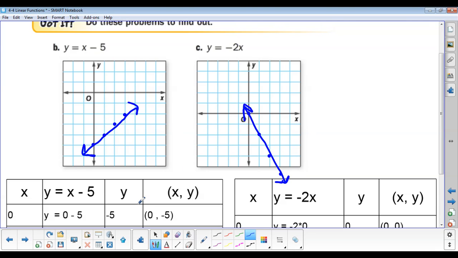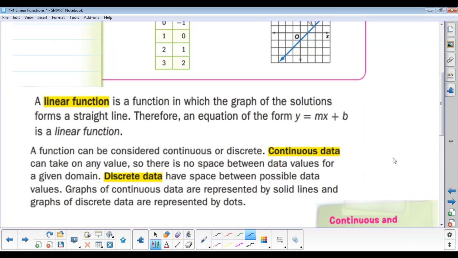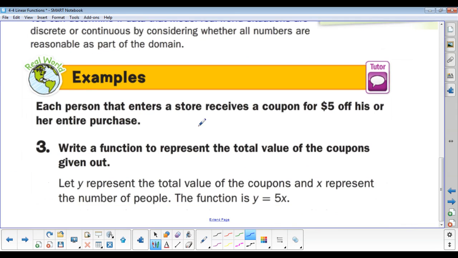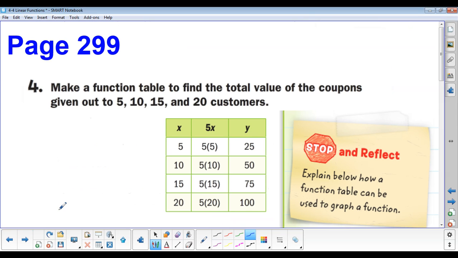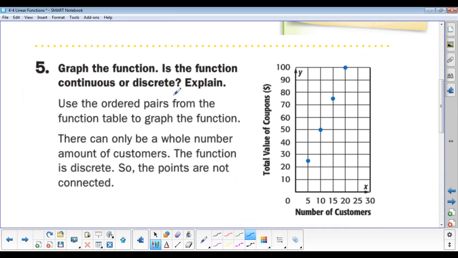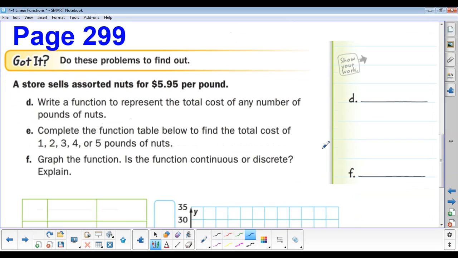All right, so on the next page, 298, it takes us through some vocab again that we've already been through. Read it at your own pace if you'd like to. They give us some more examples of continuous data and discrete data and take us through an example. Notice in this problem, we have $5 off for each person, giving us our total. That's where they're getting this function from. They made a table, graphed the ordered pairs, and then determined that it's discrete because there can only be a whole number amount of customers. So when we go to page 299, we need to ask ourselves similar things.